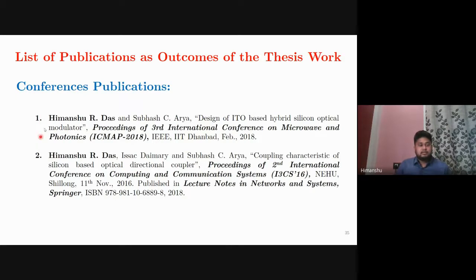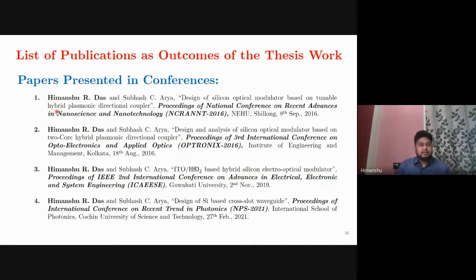And these are the conference paper publications. One was published in the Third International Conference on Microwave and Photonics, ICMAP 2018 in IIT Dhanbad. And the other one was published in the proceedings of the Second International Conference on Computing and Communication Systems, which was later published in Lecture Notes in Networks and Systems, Springer. And these are some of the papers which were presented in the conferences.